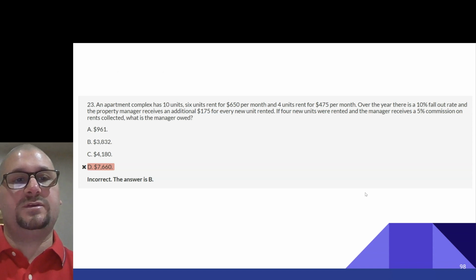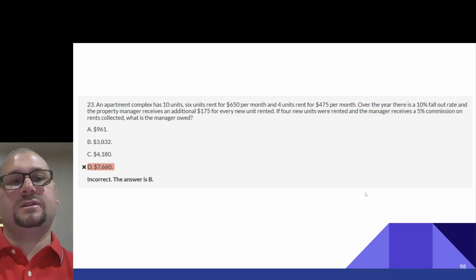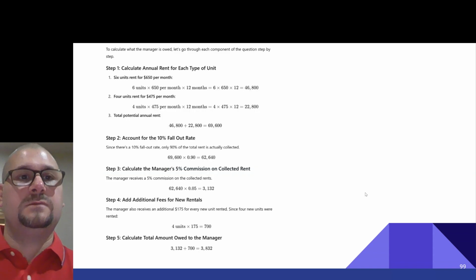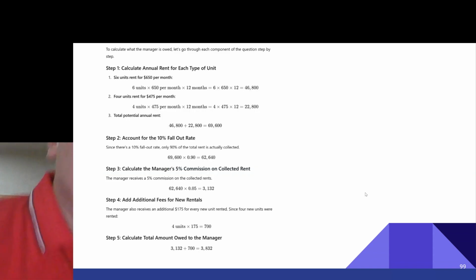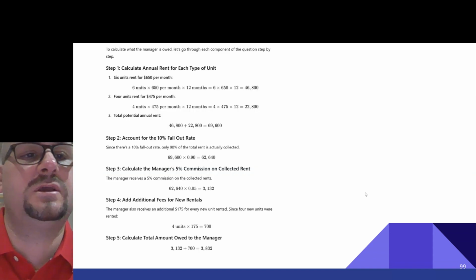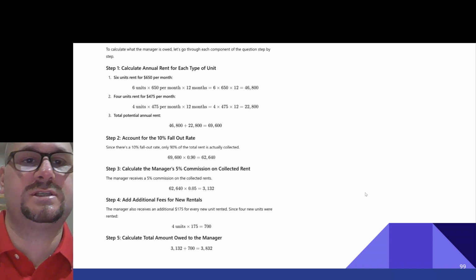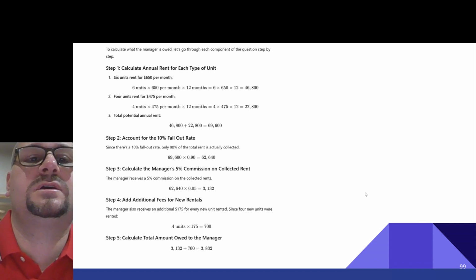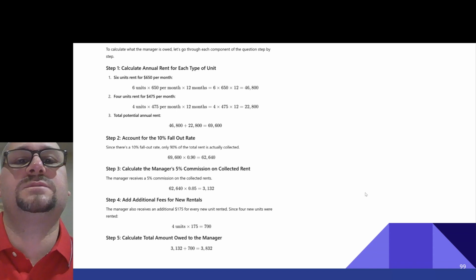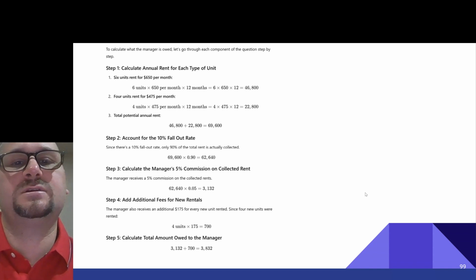Answer B, 3,832. So calculate the annual rent for each type of unit. There are 6 units that rent for $650 per month. So 6 units times $650 per month times 12 months to get it in years.